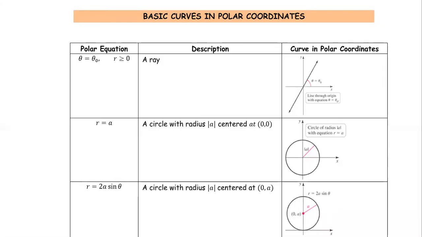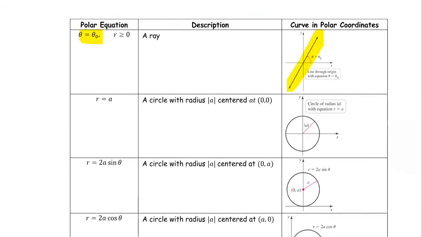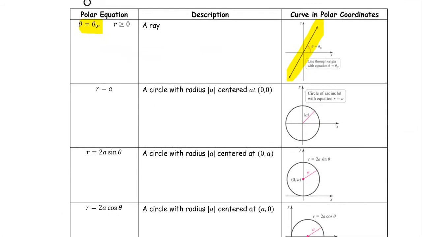Basic curves in polar coordinates. As we see the polar equation in the form of theta equals a constant number, where r is greater than or equals 0, this equation doesn't depend on r. So the graph we're going to get is the graph of the ray with the angle theta equals theta 0.